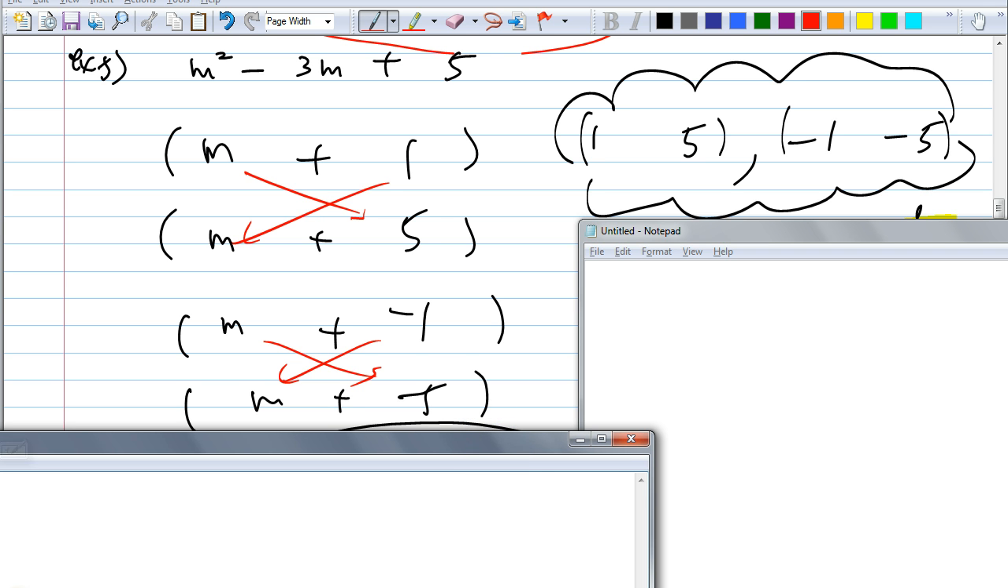This one doesn't work either. Because what do you get if I use negative 1 and negative 5? You get negative 5m and negative m. That doesn't equal negative 3m. It equals negative 6m. Wouldn't it be great if it was negative 6m or something like that? But it's not.